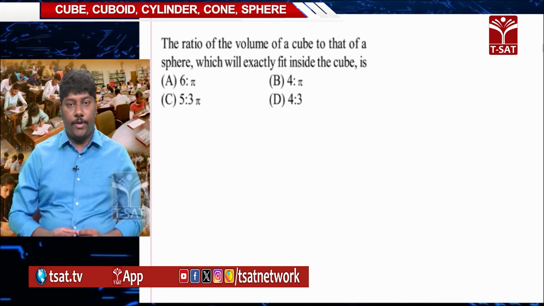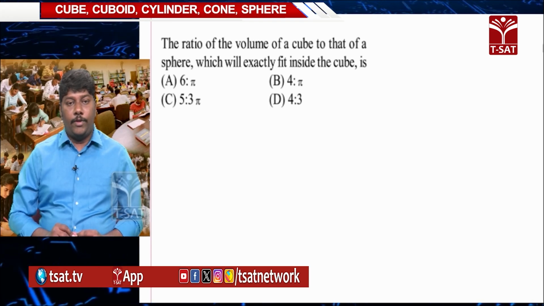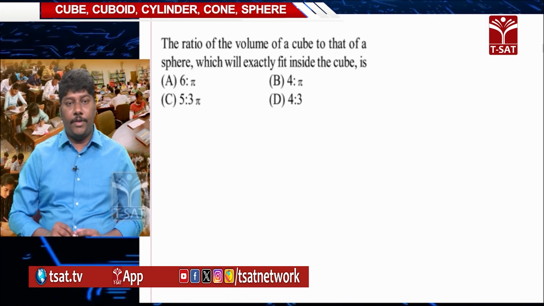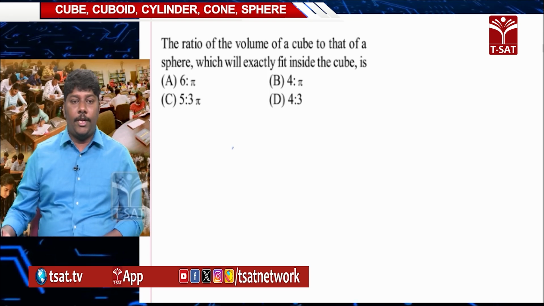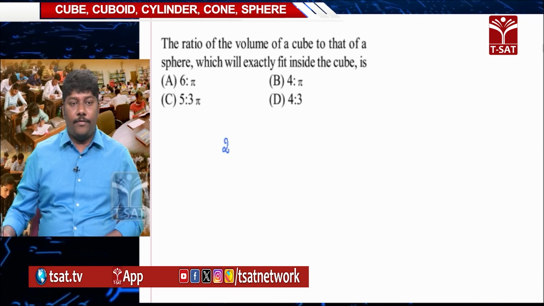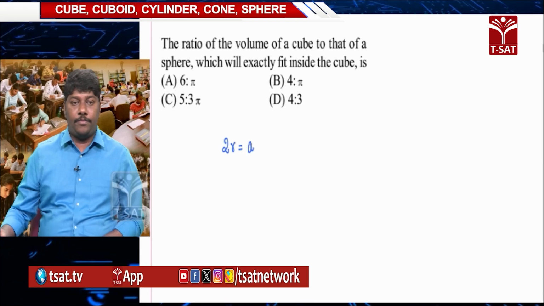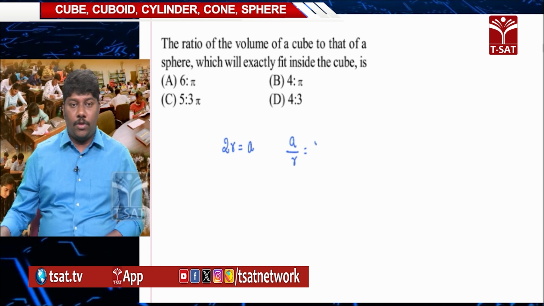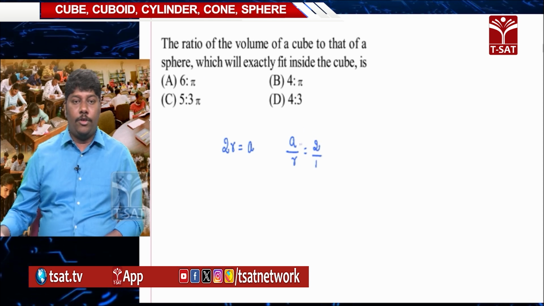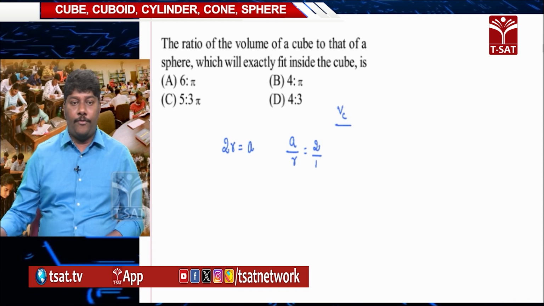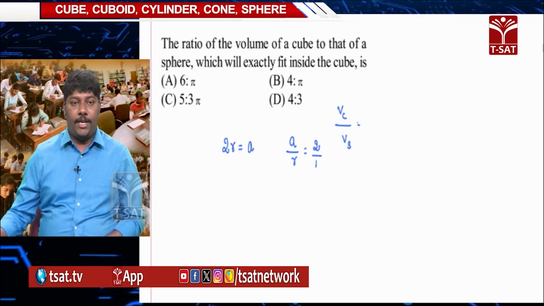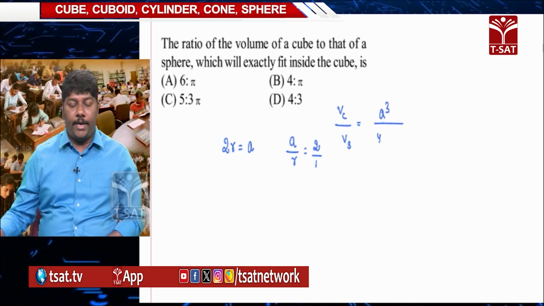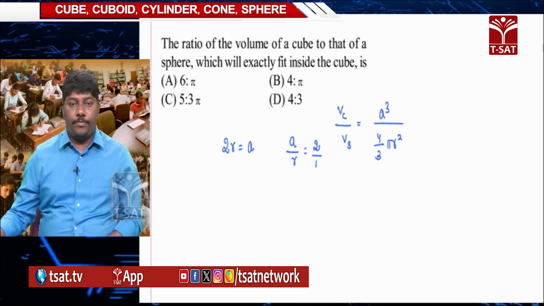The ratio of the volume of the cube to that of the sphere which will exactly fit inside the cube is. If a sphere exactly fits inside the cube, we already know the relation between them. We know that the diameter of the sphere is equal to the edge of the cube. Now first cube, then sphere, then A by R is equal to 2 by 1. We want their volumes ratio. Volume of cube by volume of sphere. Volume of a cube is A cube. Sphere volume is 4 by 3 pi R cube.